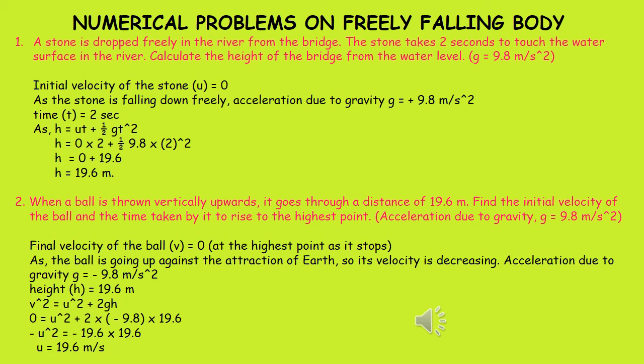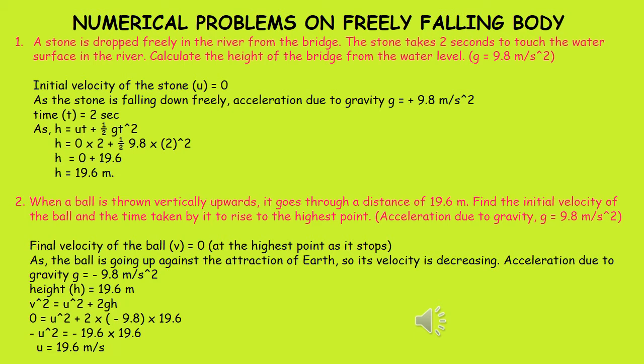Initial velocity of the stone u is equal to 0, because at the beginning point when a body is dropped and it is falling freely, u is 0. As the stone is falling down freely, acceleration due to gravity g is plus 9.8 meter per second square. Time t is equal to 2 seconds. As h is equal to ut plus half gt square, so h is equal to 0 into 2 plus half into 9.8 into 2 whole square. So h is equal to 0 plus 19.6. So h is equal to 19.6 meter.